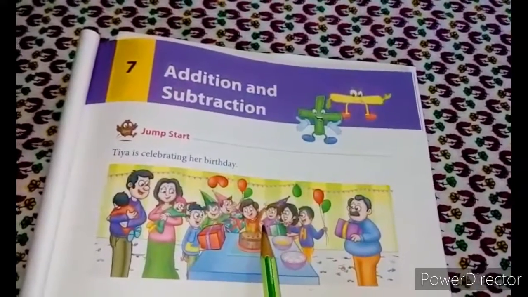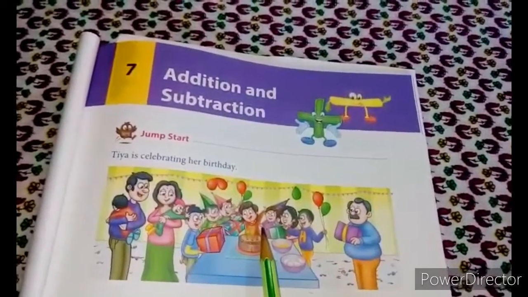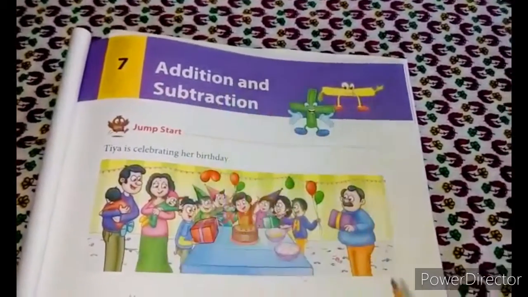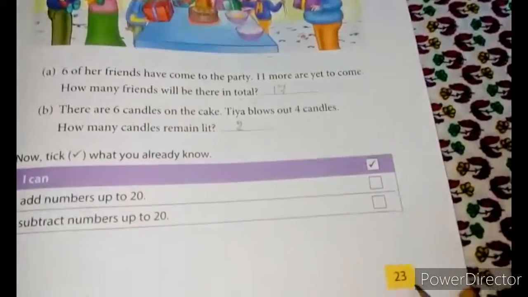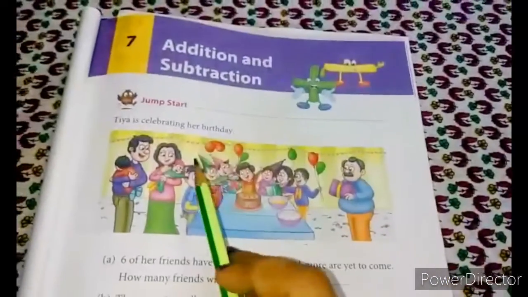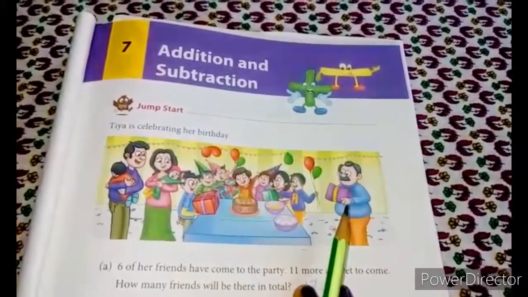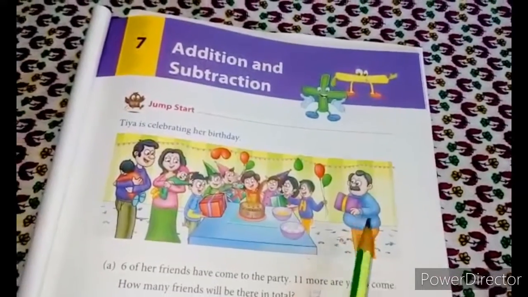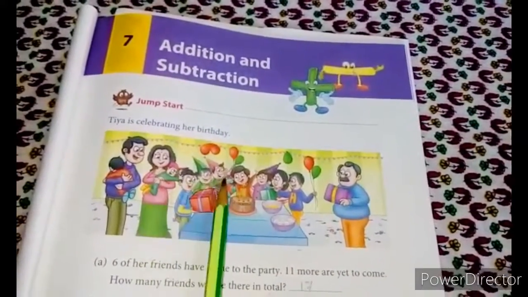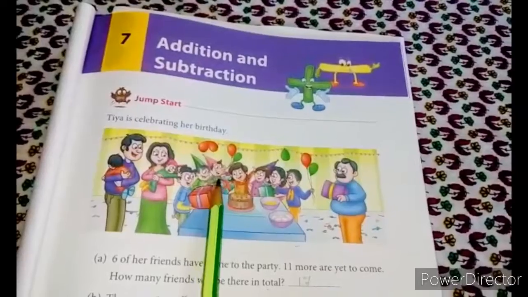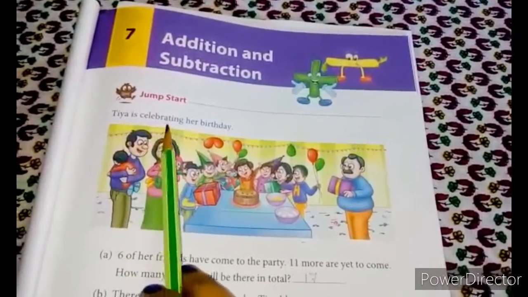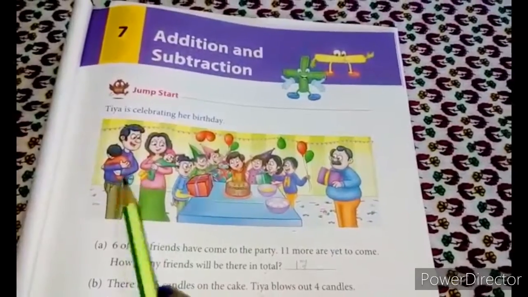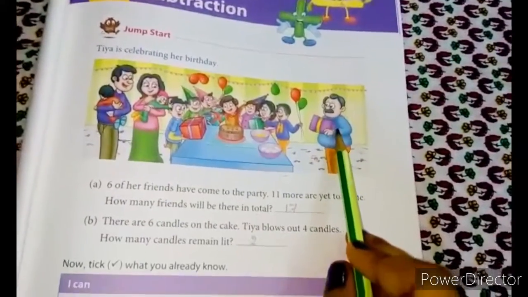So now I am going to explain this chapter. Please pay attention. Chapter 7, Addition and Subtraction. Page number 23. This is the worksheet page, students. I am explaining this page, but I will send you the answers later. At first, we can see here a picture of a birthday party where Tia is celebrating her birthday. Her friends, her mother, her father and uncle are also there.